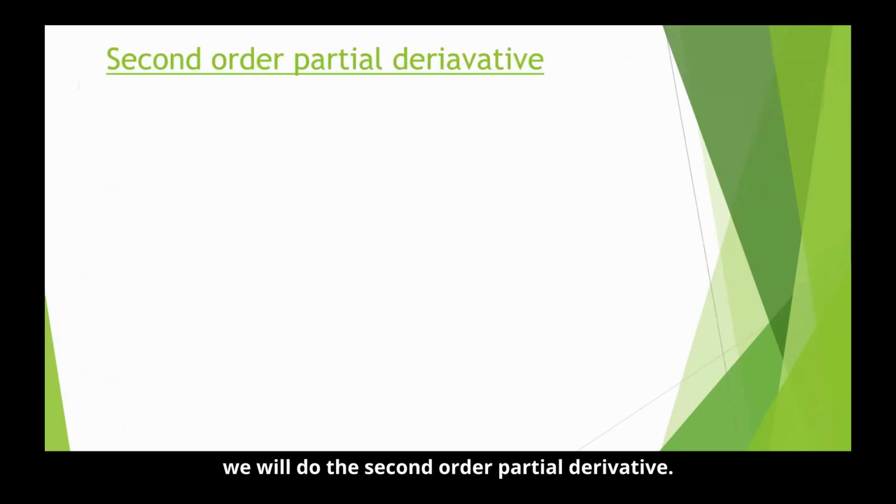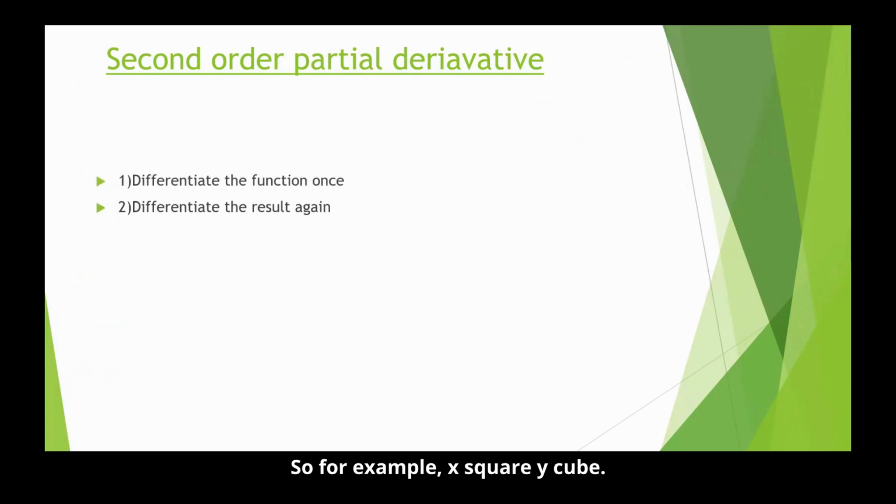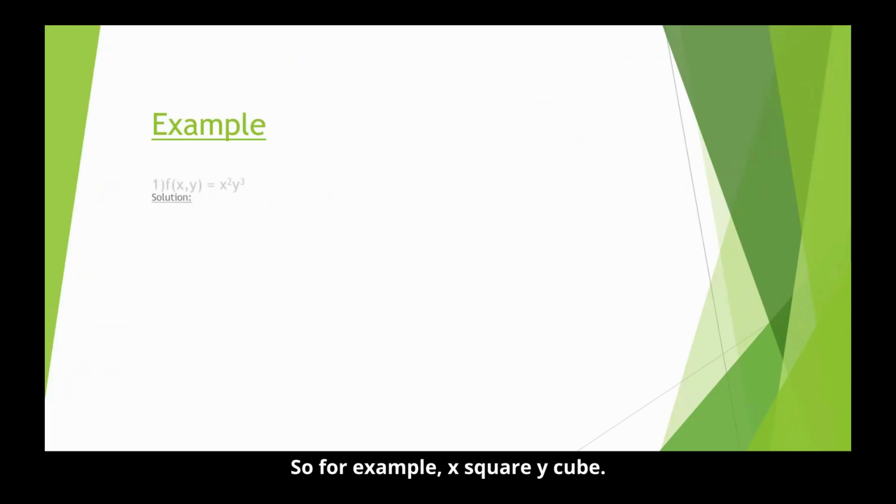We will do the second order partial derivative. Second order partial derivative means you take the partial derivative twice. First, differentiate the function once, then differentiate the result again. So, for example, x squared y cubed.